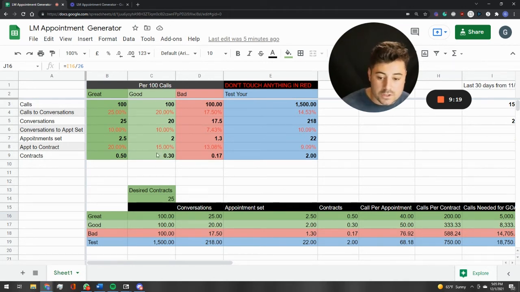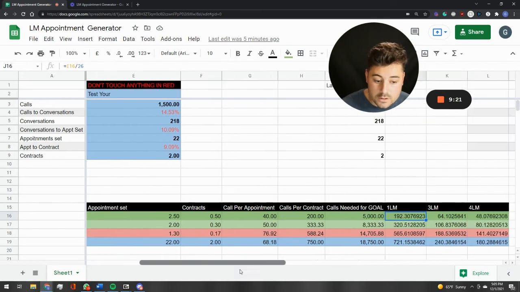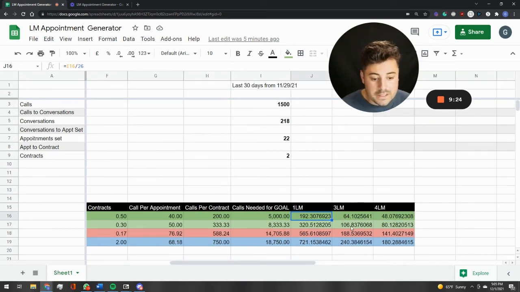So even if our guys are just bad, or even if our guys are good, they still only need to make 106 calls. They're making 90 now. We need 16 more calls a day from each of them, and we could be hitting these goals. That's if we're on the good conversion level. Now look at what it is if we're on the bad conversion level. We have to do almost 3 times the amount of calls, going from great to bad.